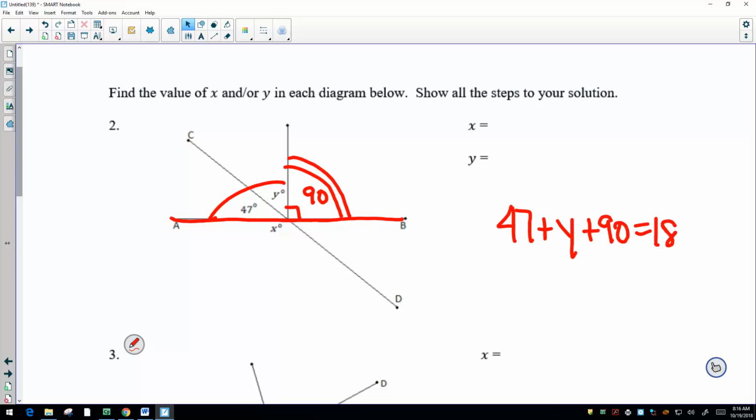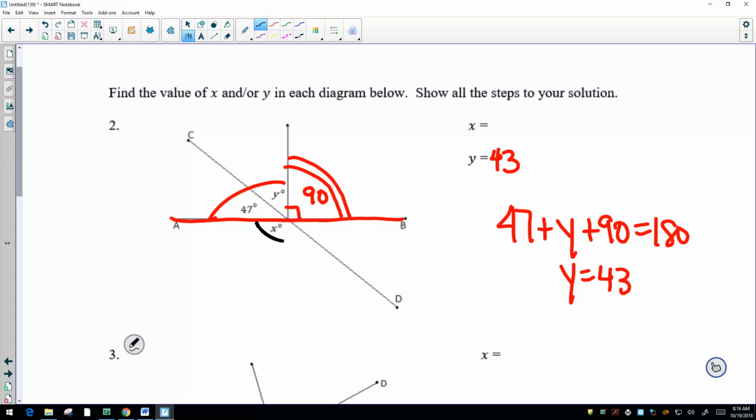Since they're angles, they're all adjacent angles, they're on a line, I know 180 degrees. So if we solved for y, combined the 47 and the 90, subtracted that from 180, we'd be able to find y is 43.